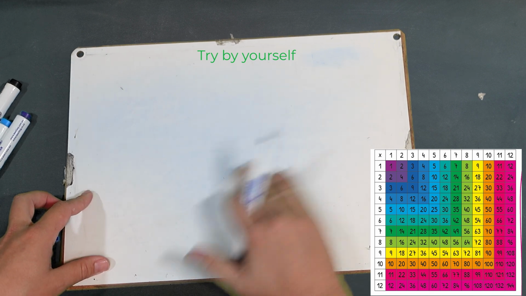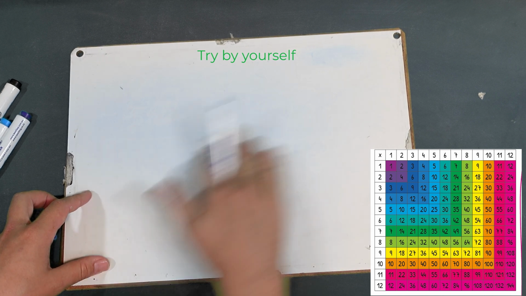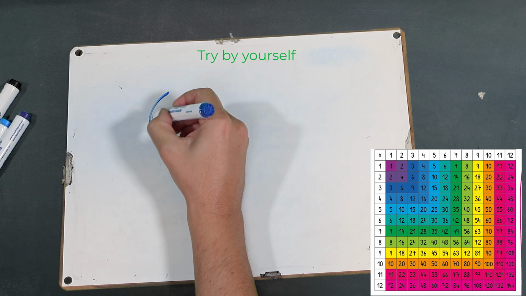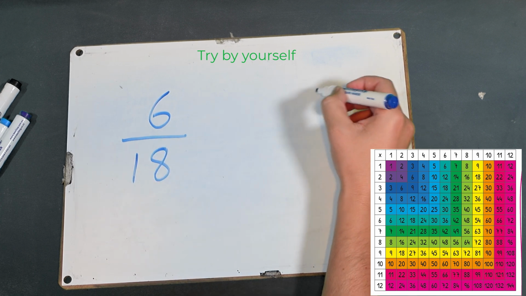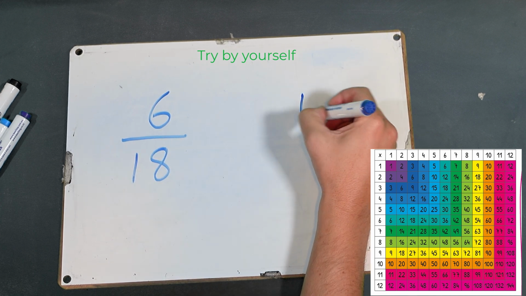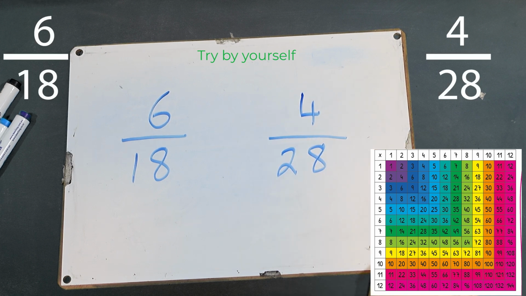Here's 2 more practice questions for you guys, and if you get this, you're now a master of simplifying fractions. 6 over 18, and simplify for me 4 over 28. Good luck. Pause the video. When you're ready to mark, press play.